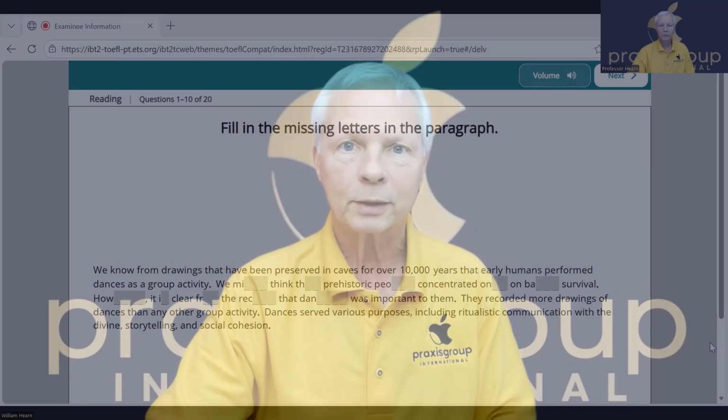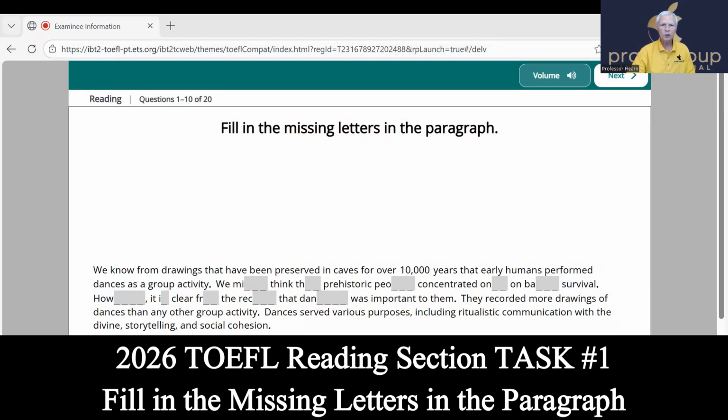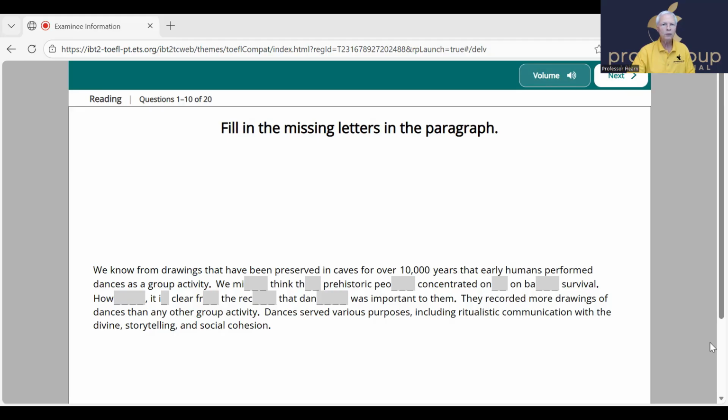Let's take a look. This is it. The 2026 TOEFL reading section task 1. Fill in the missing letters in the paragraph. Now, you may find this easy, or you may find it challenging depending on your level of English. But let's take a look at the words.